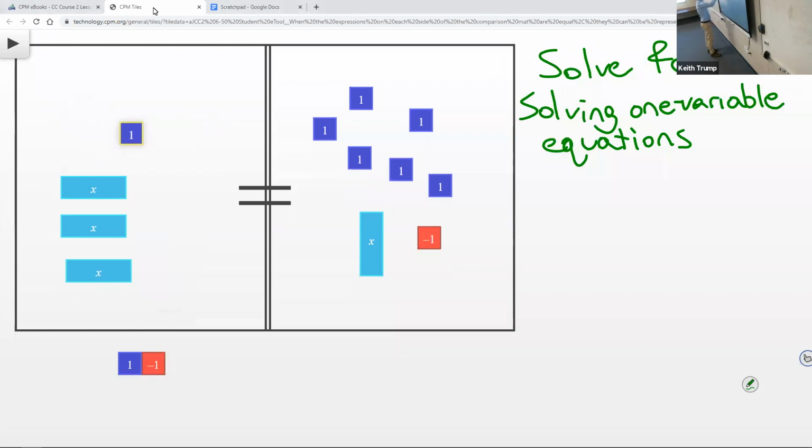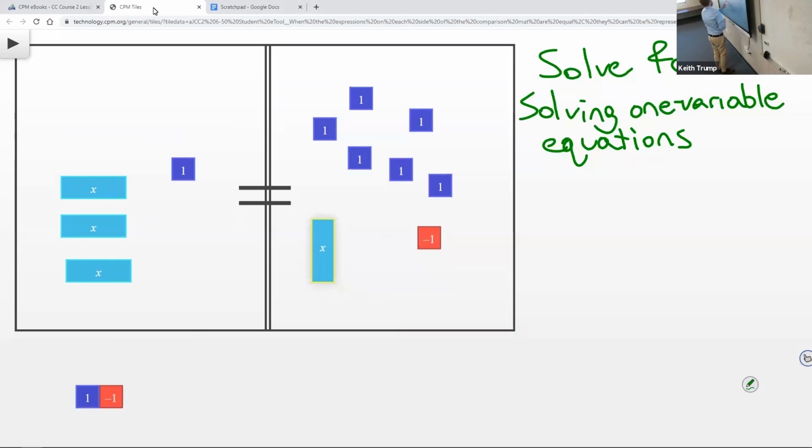I don't have another pair for this guy, so he's just going to hang out. Now on the other side, I don't have any partners for this x, but I do have a 0 pair right here. 1 and -1 is 0, so I can take those off of the board. Now I just made these sides a little bit simpler, okay?